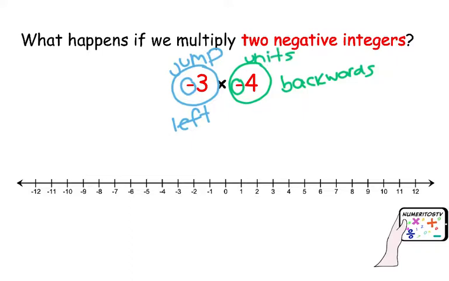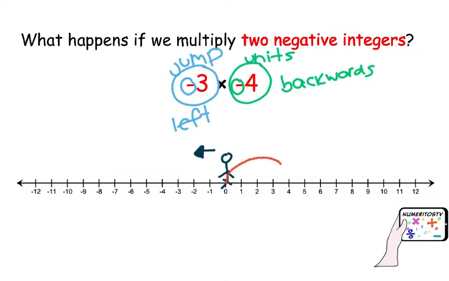I'm applying the same rule, so I'm going to start here on 0. My first integer is negative. That means that I'm going to turn to the left, getting ready to jump 3 jumps of 4 units, but I am going to do them backwards. So that means that I'm reversing that negative. So I am going to do 3 jumps of 4 units, but backwards.